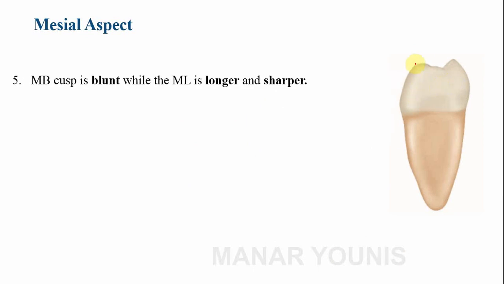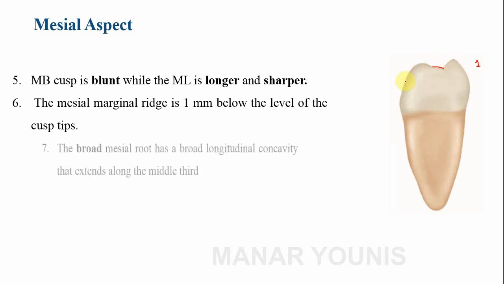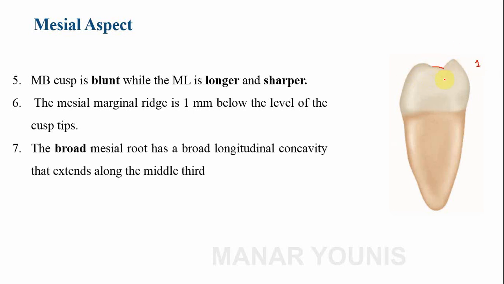So the mesiobuccal cusp is blunt or flat, while the mesiolingual is longer and sharper. The mesial marginal ridge is strong and located 1 millimeter below the cusp tips of the mesiobuccal and mesiolingual. Also, the mesial contact area is centered buccolingually and is located at the junction between the occlusal and the middle third. At this position, only one root can be seen from the mesial aspect.